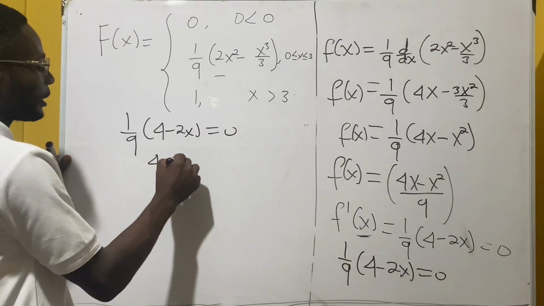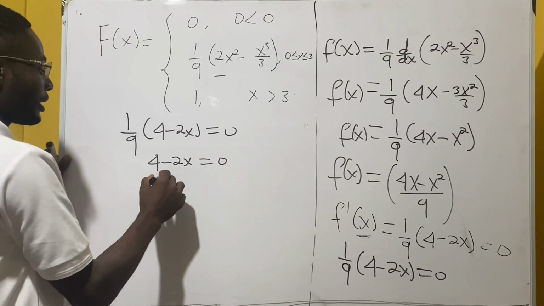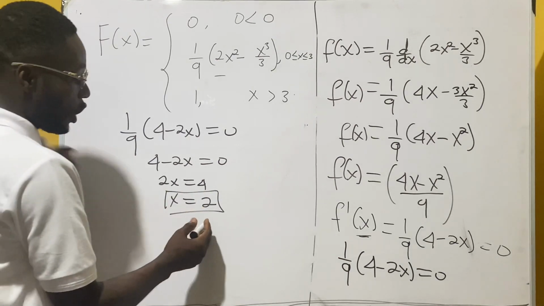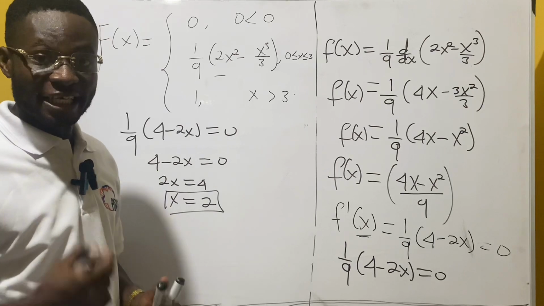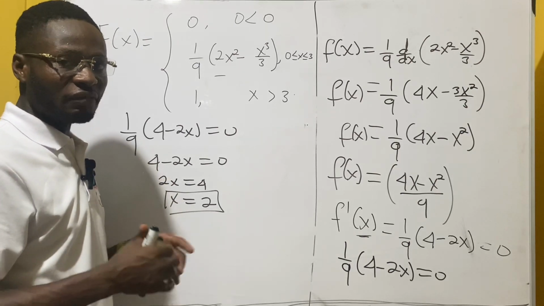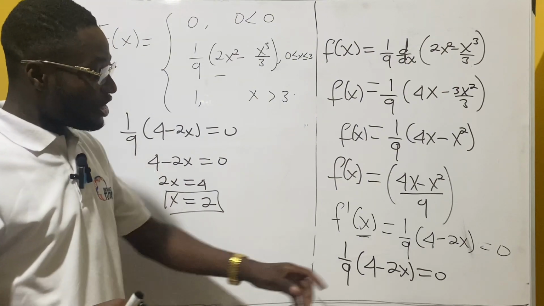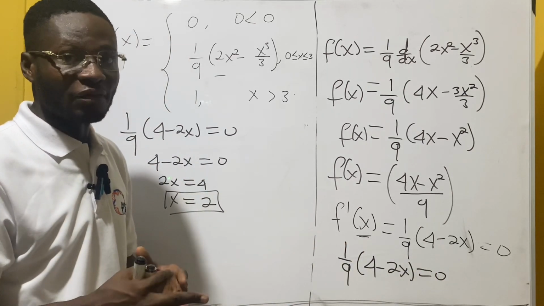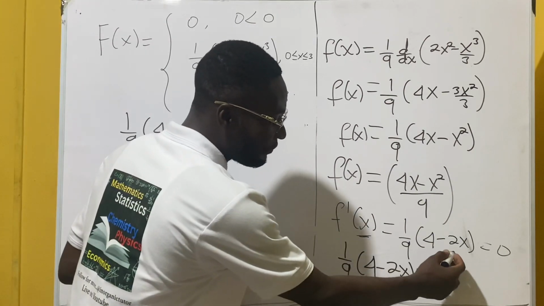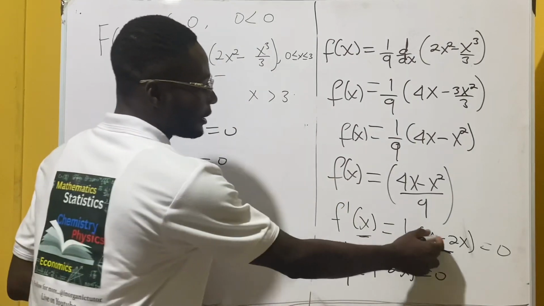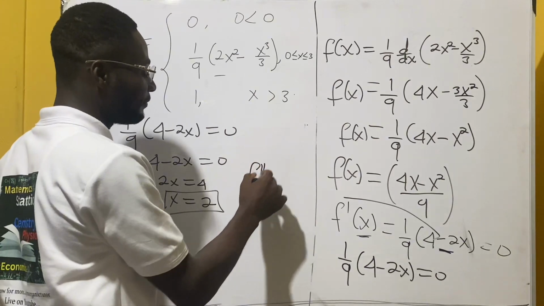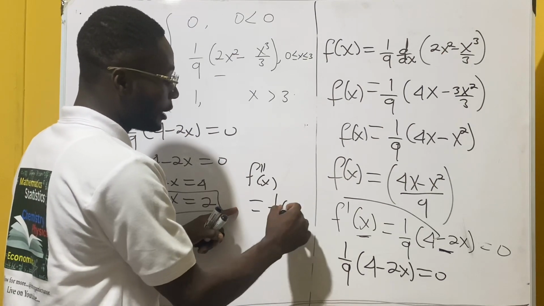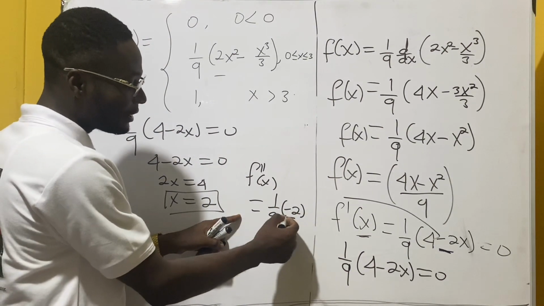So basically we have 4 minus 2x equals 0. Then we can say that 2x equals 4. So x is basically equal to 2. So if you want to confirm if indeed this is the value of the mode of the distribution, then you take the second derivative of the PDF. Then you can see the confirmation. So if you take the second derivative of this, you are going to have f double prime of x equal to 1/9 into negative 2, right?